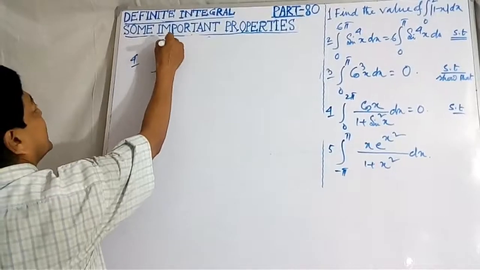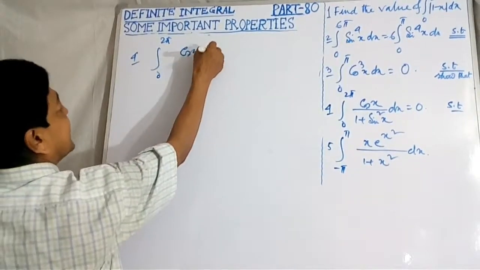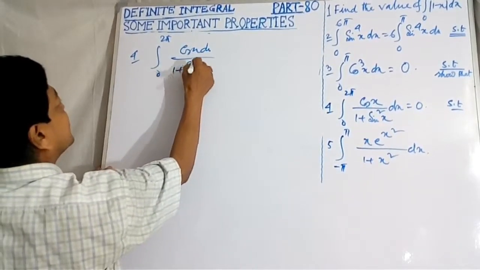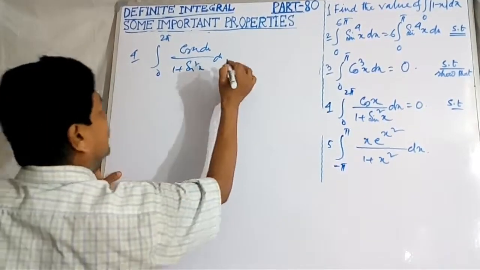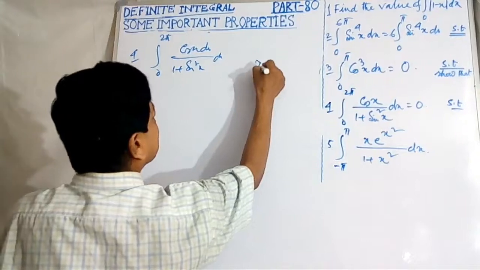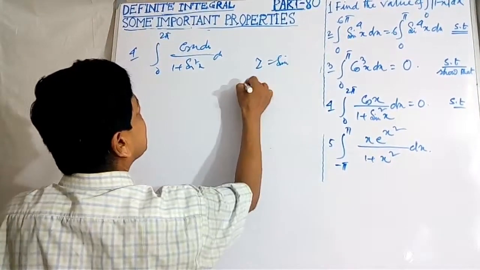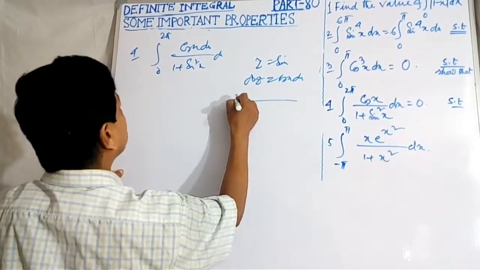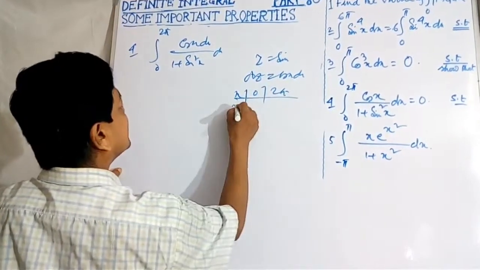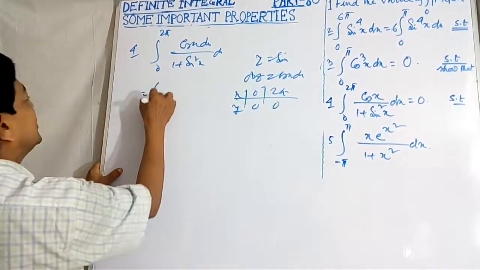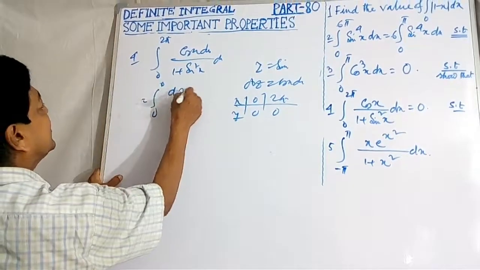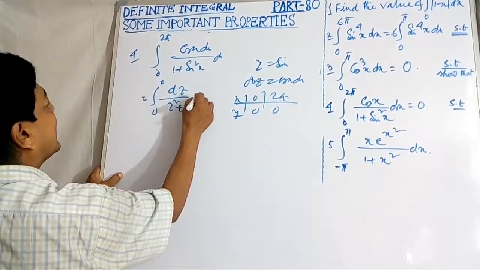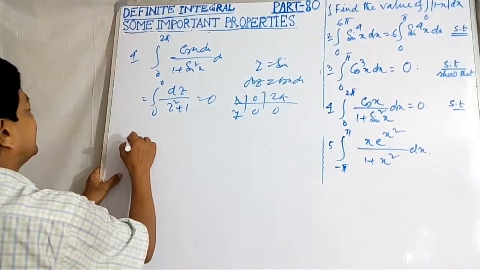Then number 4: the integral from 0 to 2 pi of cosine x dx by 1 plus sine square x. Without using the property, let z equal sine x, then dz equals cosine x dx, and the limits for x, 0 and 2 pi, give z equal to 0 to 0. So the integral from 0 to 0 of dz by z square plus 1, and this is 0. Alternative.